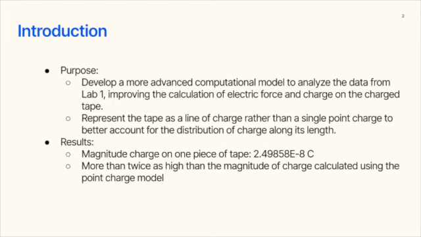As shown in the main results of this experiment, the magnitude of the charge of one piece was equal to 2.49 times 10 to the negative 8 coulombs, which was more than 2 times higher than the magnitude of the charge that was calculated using the point charge model in Lab 1.